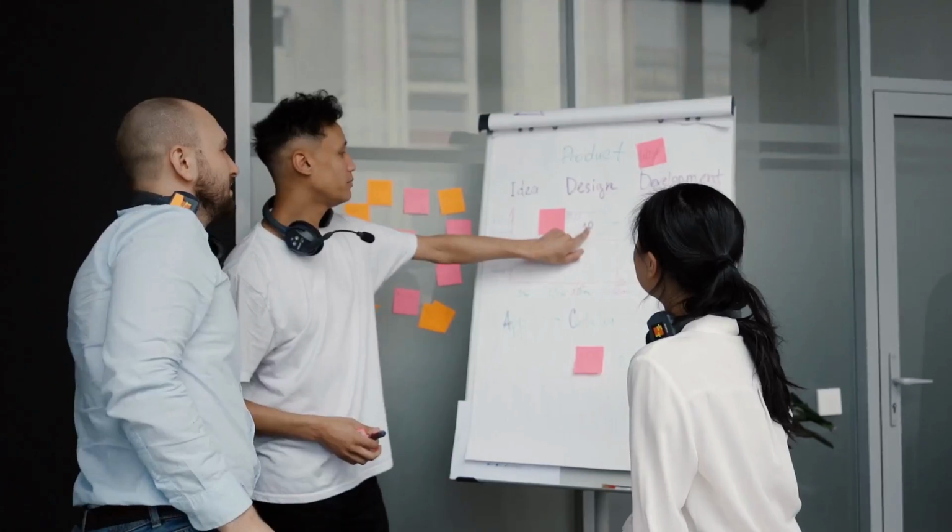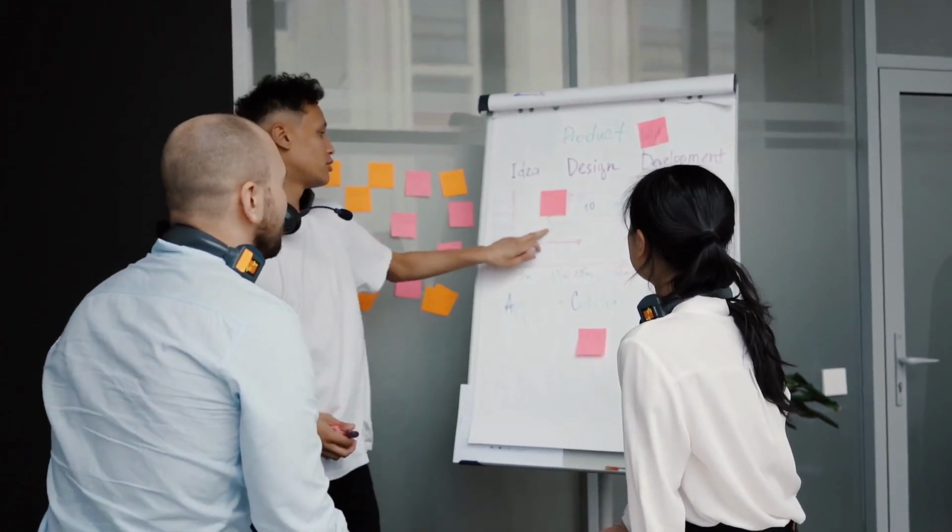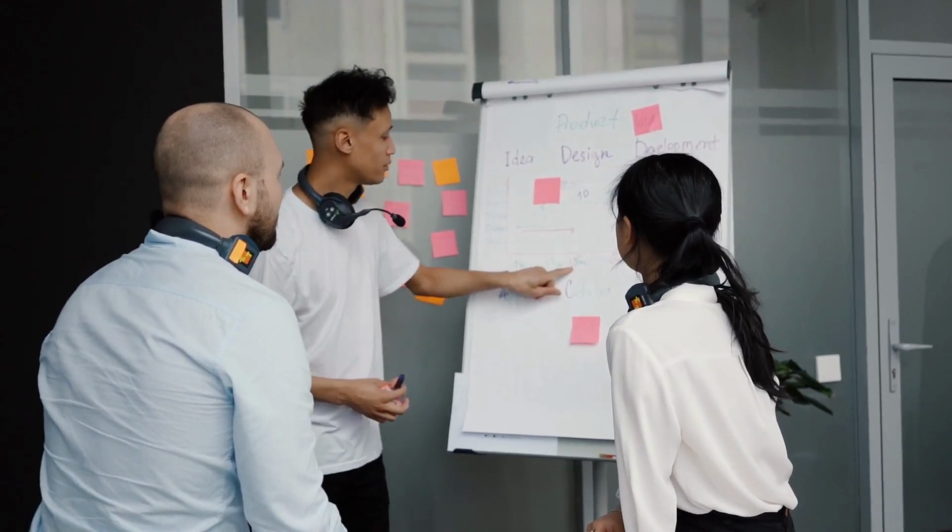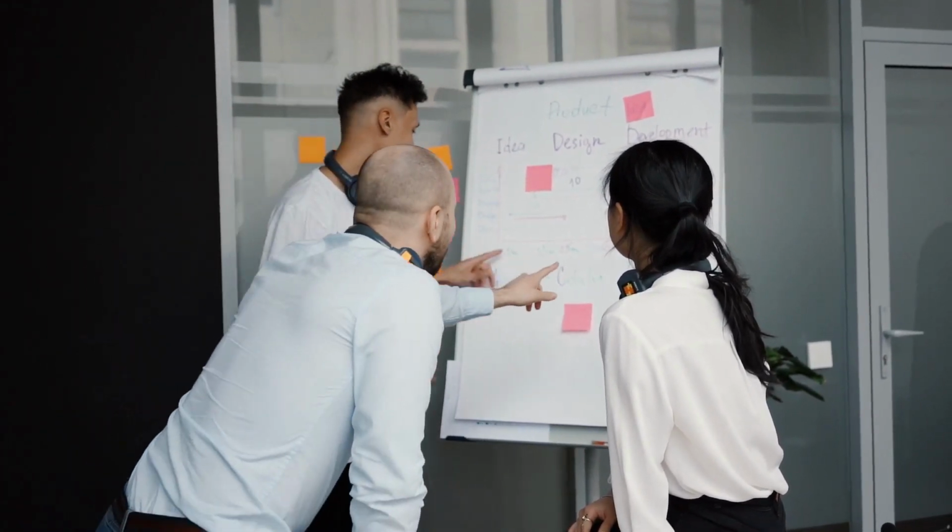Understanding the problem. Before writing any code, it's essential to fully comprehend the problem you're trying to solve. This involves understanding the requirements, constraints, and expected outcomes.